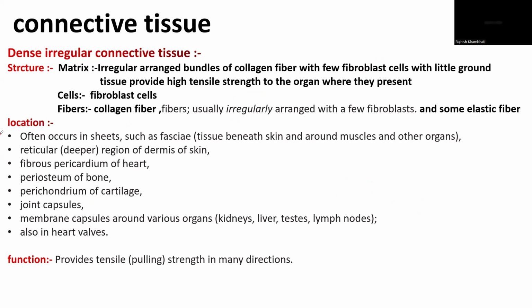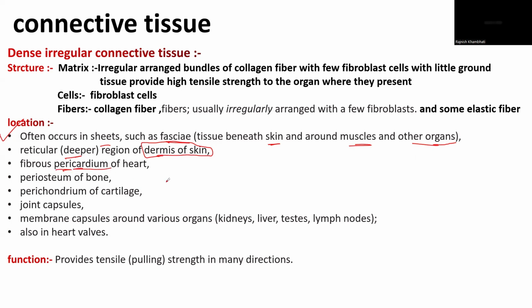Now, where you can find it, location. It often occurs in a sheet such as fascia, a tissue beneath the skin, around muscles and other organs. Like we do lamination on a mobile screen and others, the same way it is the lamination of your organs, which is called fascia. Reticular means deeper regions of the dermis of the skin, deep in your skin.